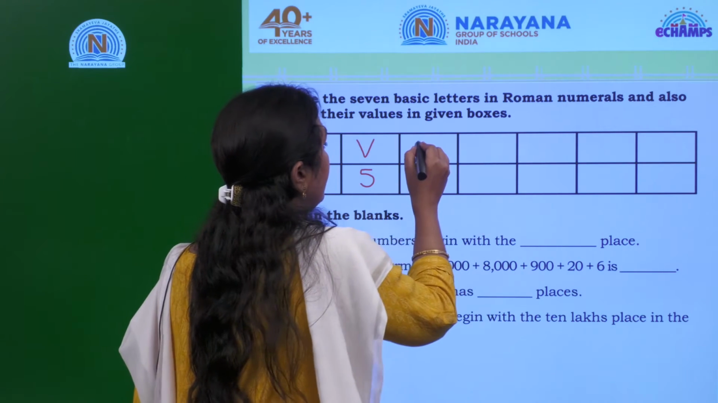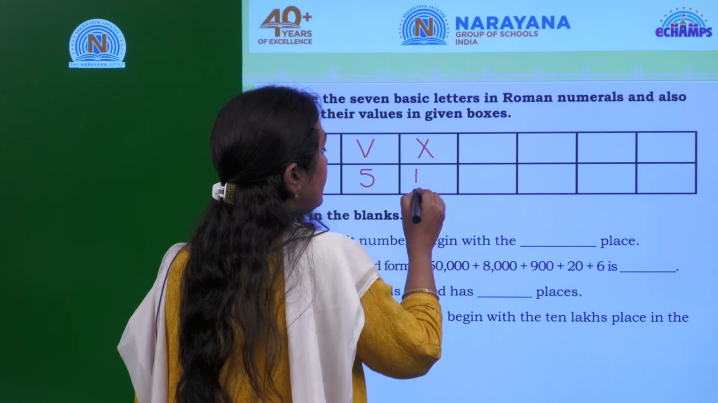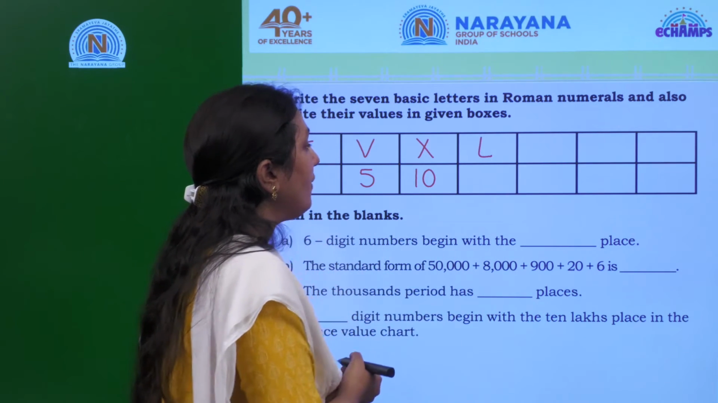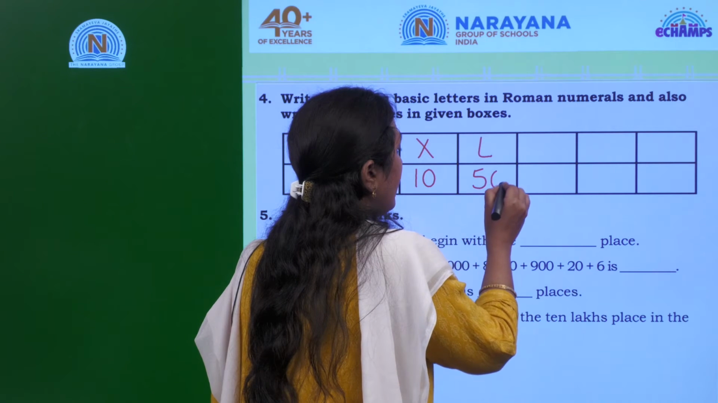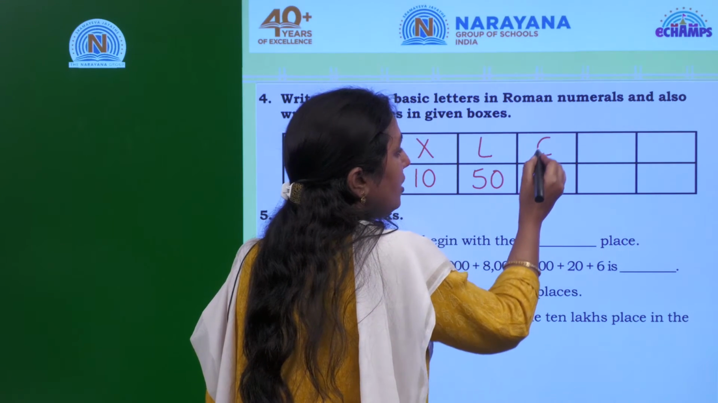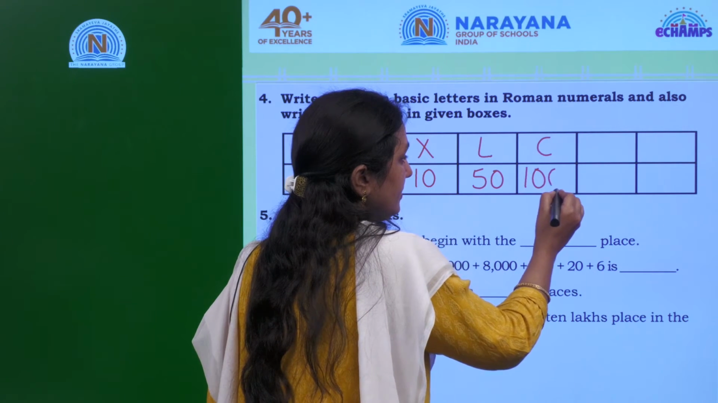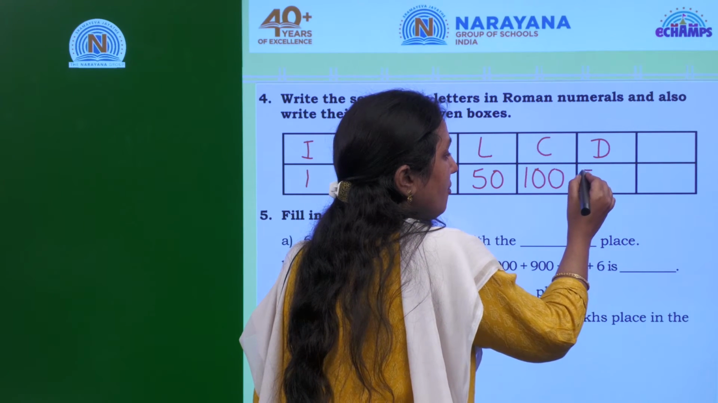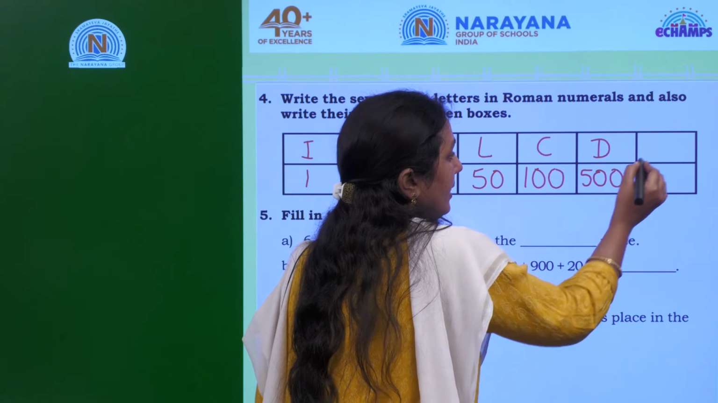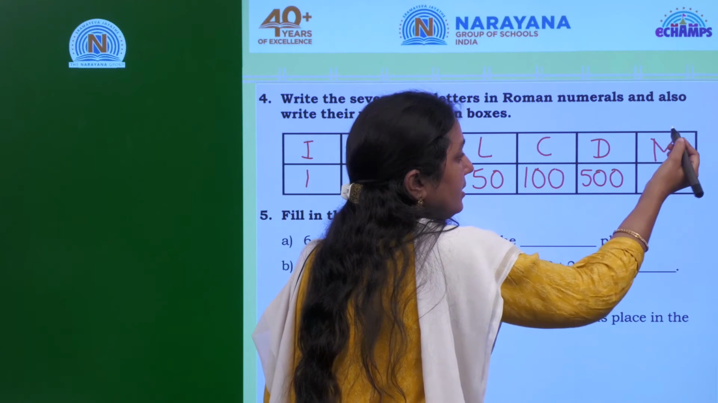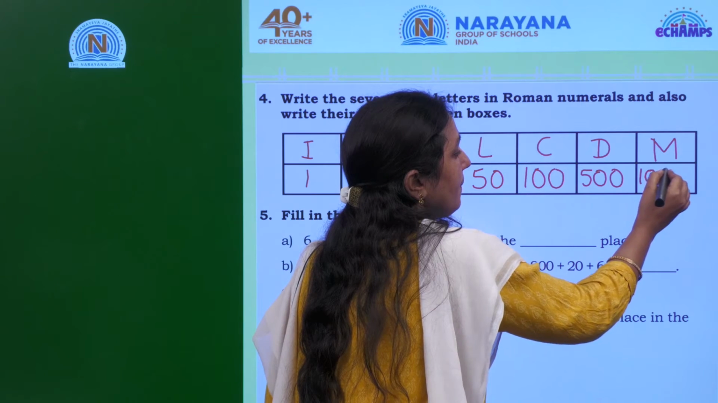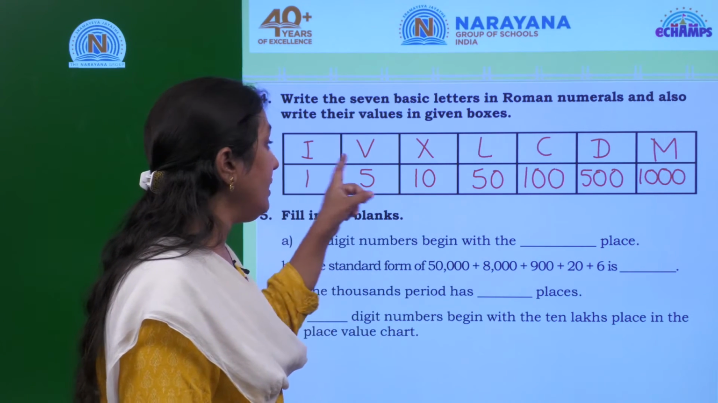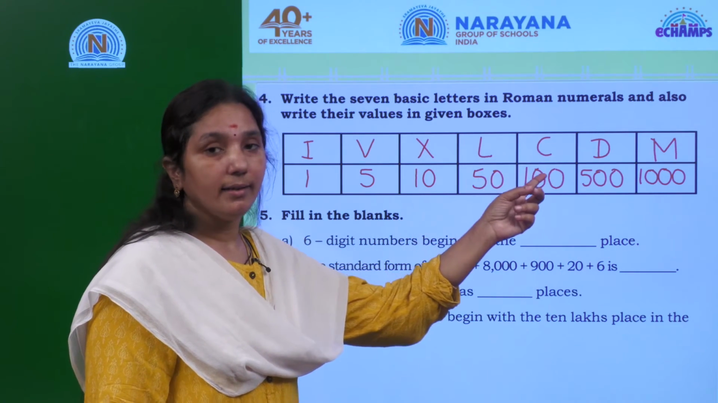And coming to next one, X, the value of X is 10, and next one is L, the value of L is 50, and next one is C, the value of C is 100, and next one is D, the value of D is 500, and next one is M. The value of M is 1000. Okay, so the 7 basic letters are I, V, X, L, C, D, M.